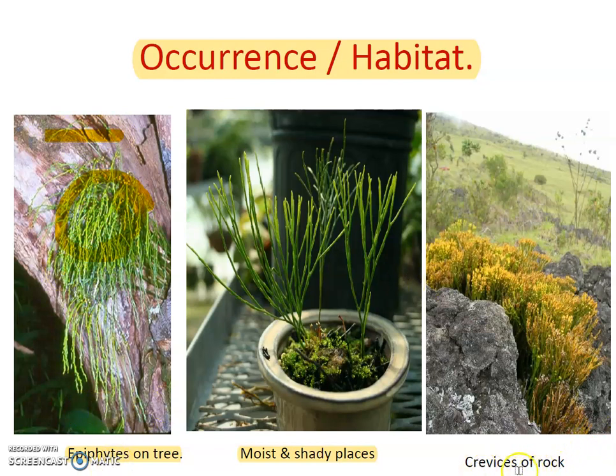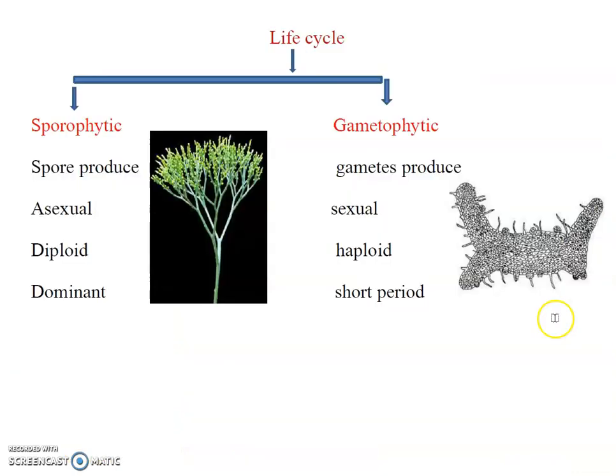And here, crevices of rocks. These are rocks, and in the crevices of the rocks they grow. These are all Psilotum. So Psilotum occurs in various habitats. These are the habitats of Psilotum. Habitat means the place where the plant grows naturally.